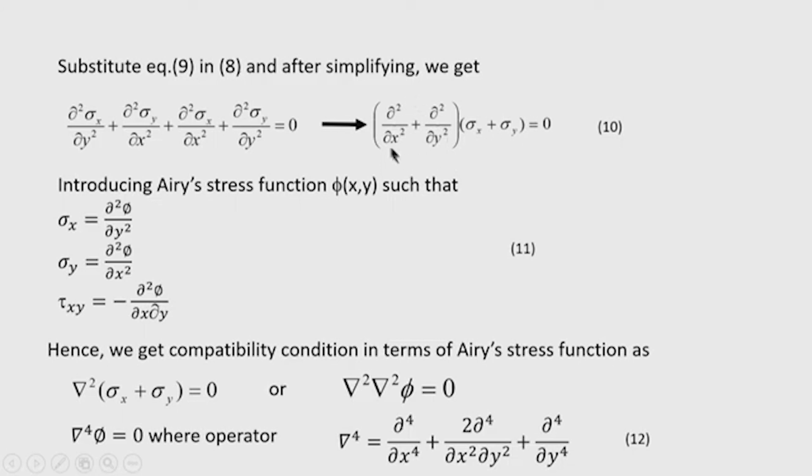Now we are familiar with this operator. This operator is nothing but the Laplacian operator, that is ∇². So, we can now write this equilibrium equation, the compatibility equation, as ∇² of the summation of σ_x plus σ_y. Now, this is a very popular equation in plane stress problems, and we want to express the normal stresses and shear stresses in terms of the Airy stress function.